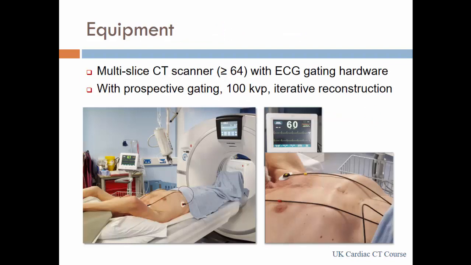In terms of equipment, we need at least a 64-slice CT scanner with ECG-gating hardware on it. So that's the crucial bit. Not all 64-slice scanners would have the ECG-gating hardware, so that's important to do any cardiac CT. Now, to have a low radiation dose, the scanner should have the capability of doing prospective scanning, should have the capability of scanning at 100 or even 80 kVp, and the ability to do retrospective reconstruction. So these have become quite essential now if you are setting up a new service.